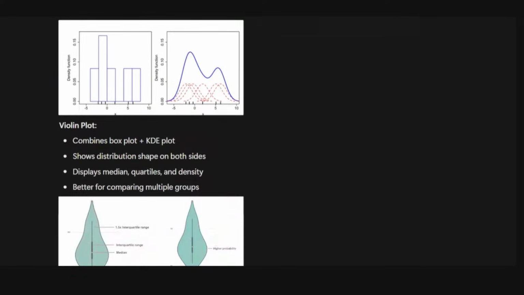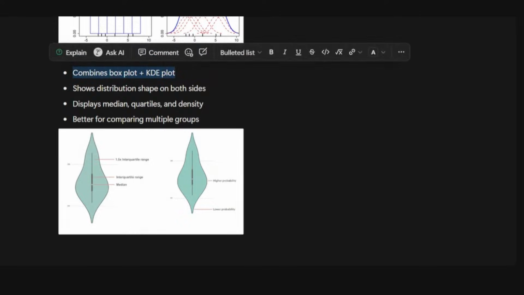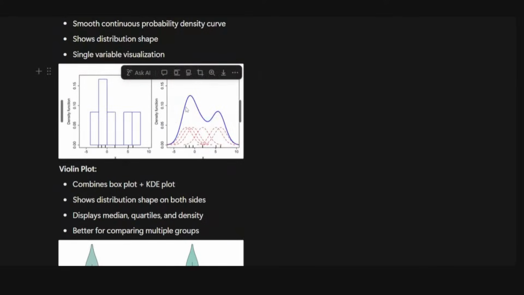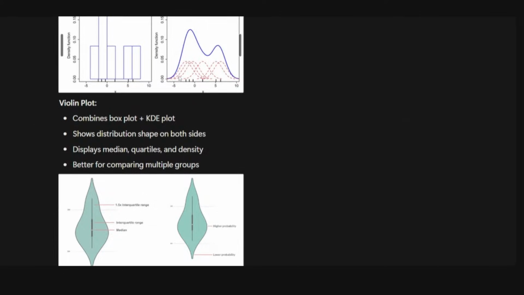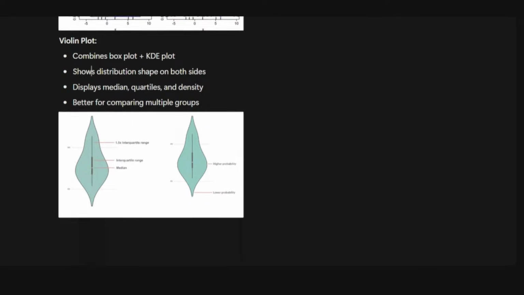After which you have your violin plot. Over here you'll show how it combines box plot plus your kernel density function, and that is your violin plot. You'll have to also say that it shows distribution on both sides. So it's kind of like a mirror effect. If this is the distribution, it will also show it in this direction, also in the mirrored direction. So that's the difference between KDE and violin.